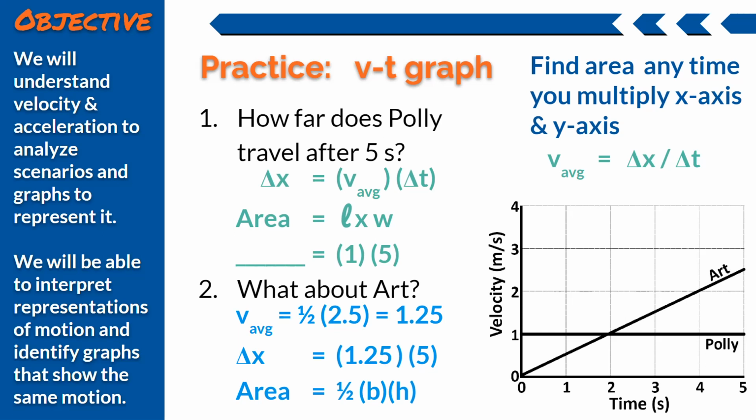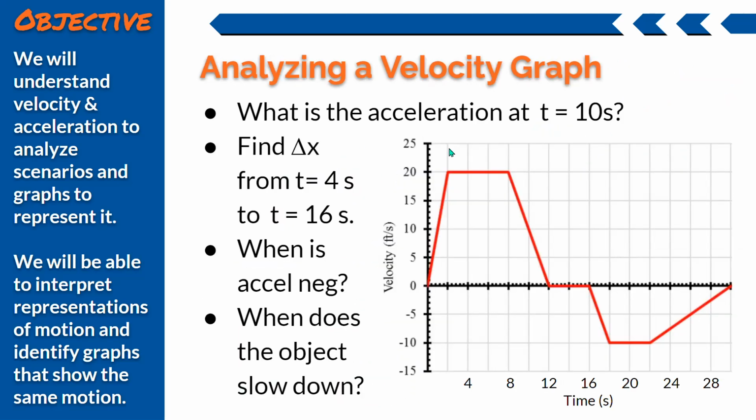All right, yeah, 6.25. So again, find the area under the curve on your graph. I know these aren't curves, but find the area under the plotted data on your graph. That will tell you displacement if you find an area on a velocity time graph. You can also answer questions about a more complicated graph like this one.